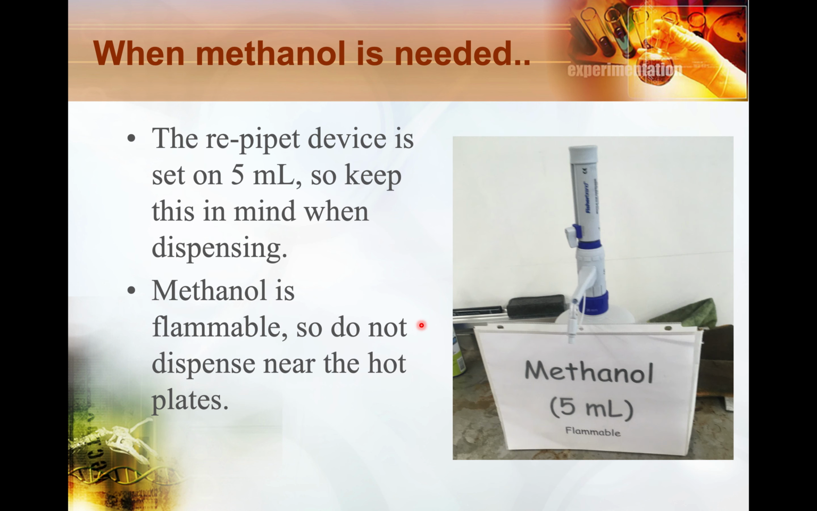At another stage, you'll use methanol. You're going to use that repipette that we used before. So remember again that it's going to be set at 5 mils, so don't worry about changing the toggle on the repipette. Remember, lift it up and push down and it will dispense your methanol. We're going to avoid using flames, but that doesn't mean that methanol still isn't flammable with a hot plate. So just be careful about using methanol while using the hot plates.